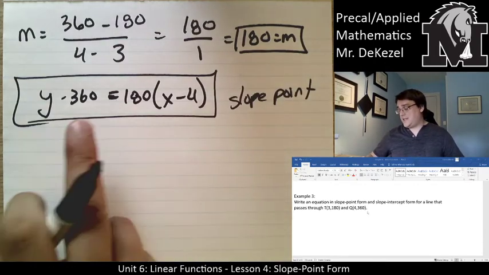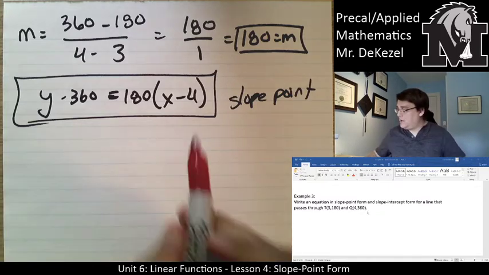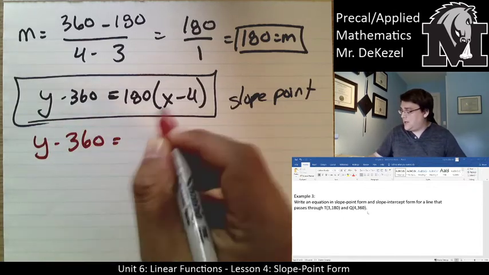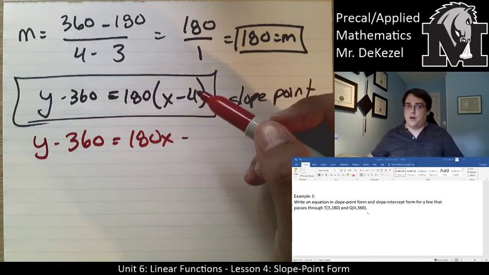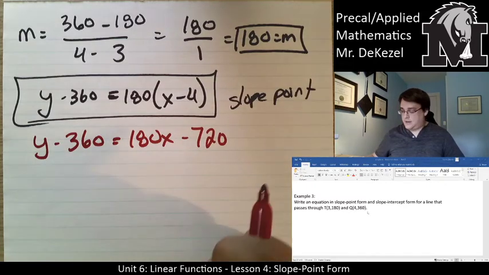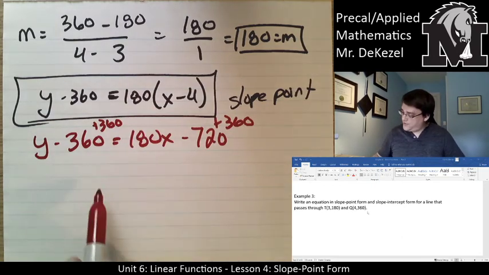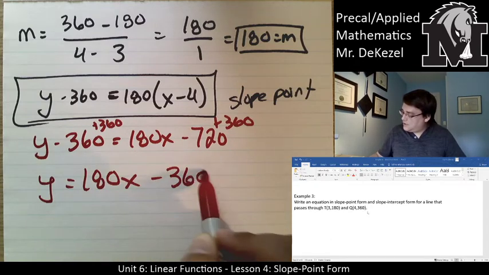What we're going to do then is take this and turn it into slope intercept form to find out what the intercept would be, and turn it into our most common form. So let's move the 180 through the brackets. We're left with y minus 360 is equal to 180x minus 180 times minus 4. So that's 360, 720. So this would be negative 720. We're then going to add 360 to both sides. No fractions. That's great news. y is equal to 180x minus 360.